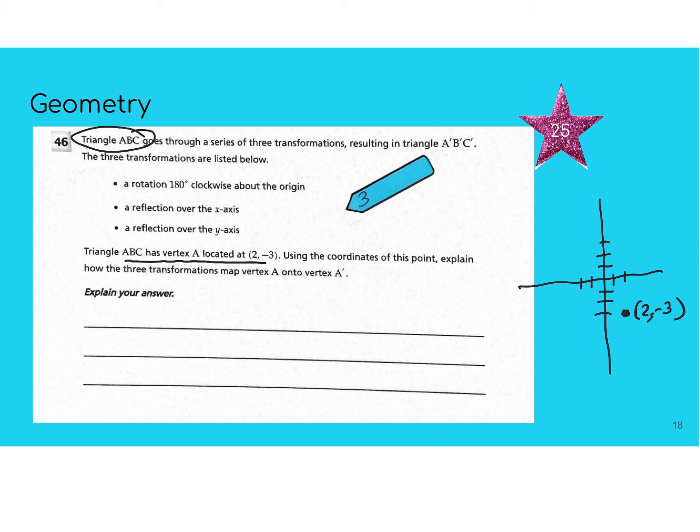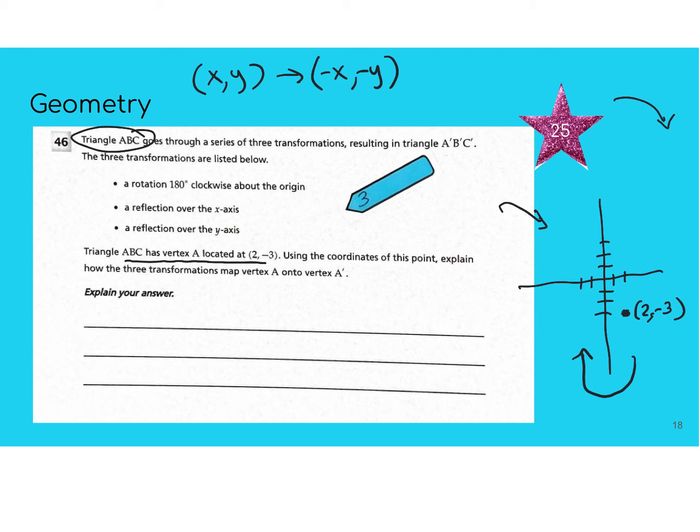So they start with a rotation 180 degrees clockwise. Remember, clockwise goes this way. And 180 degrees would bounce it 2 quadrants over. So you're gonna go this quadrant, and then you're gonna land up here. So you can either have memorized the rule, which says that your x, y gets flipped. So when you do a rotation of 180 degrees, it ends up being (-x, -y). Whatever it started as is now the opposite.